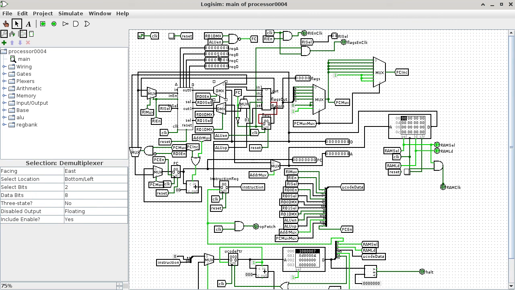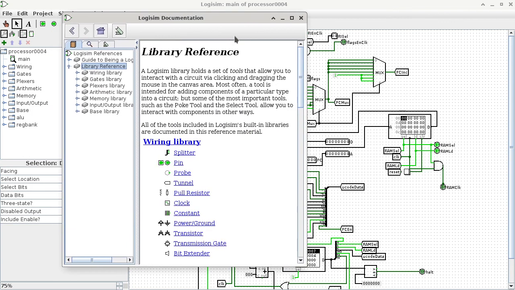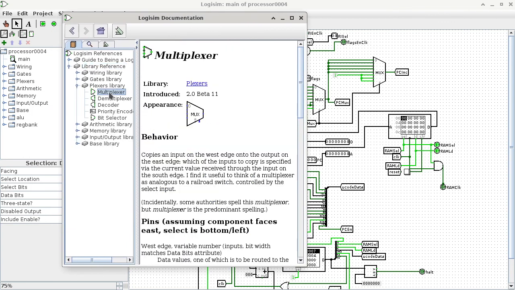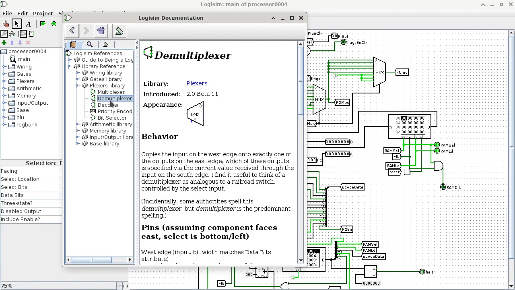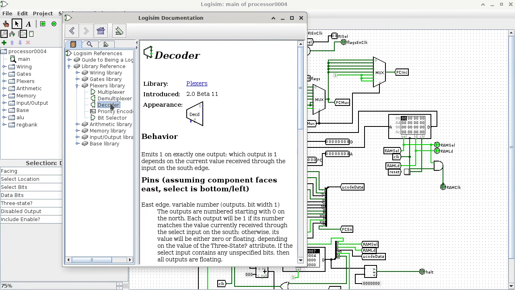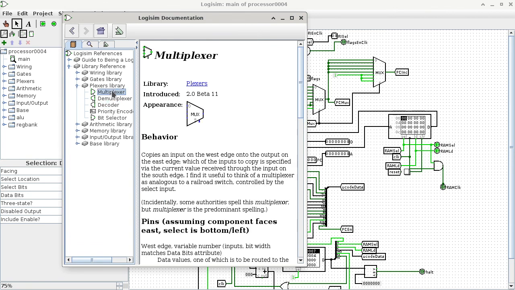So once again, if you want to figure out how something works in LogicSim, and I am going to check. Yep, I'm still recording. Very good. Just to be sure. So you go to library reference, and it opens in the other window. So I just need to put it back here. And then you go to plexers. So when you go to plexers, it will explain what a multiplexer is, what a demultiplexer is, and a decoder is kind of like a demultiplexer. It's a specialized demultiplexer. We'll start with the multiplexer, just because it's the first one on the list.